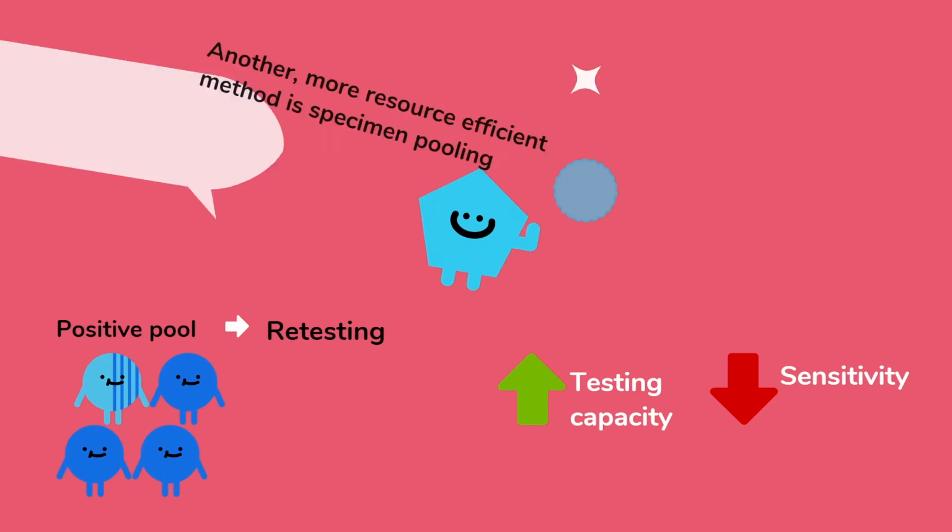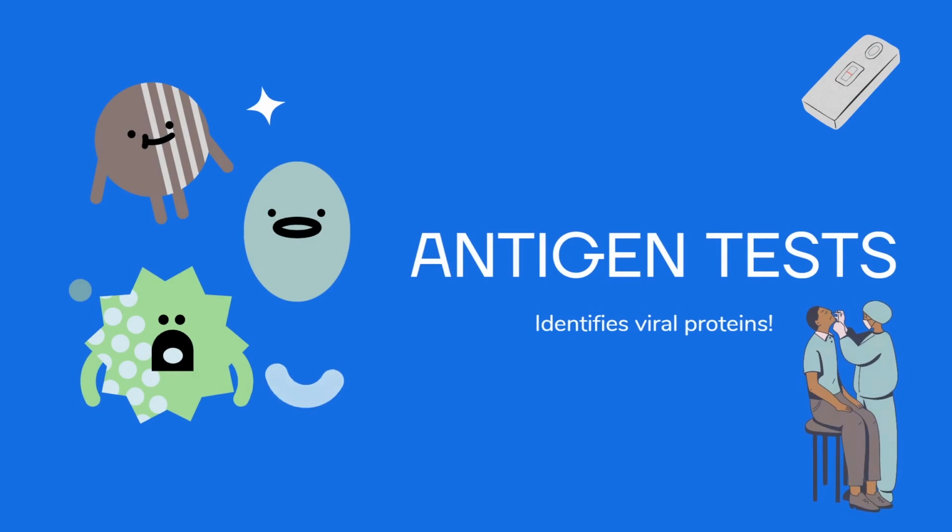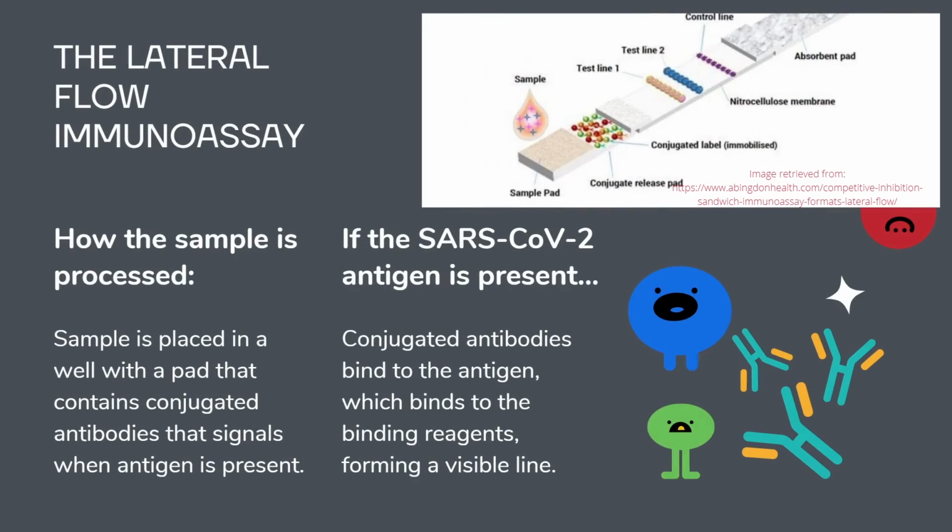Another method of SARS-CoV-2 detection is through the identification of its proteins through antigen detection. This is facilitated through the lateral flow immunoassay, which is a portable and inexpensive device that only requires a sample of a few microliters. Another example where this is used is the pregnancy test.